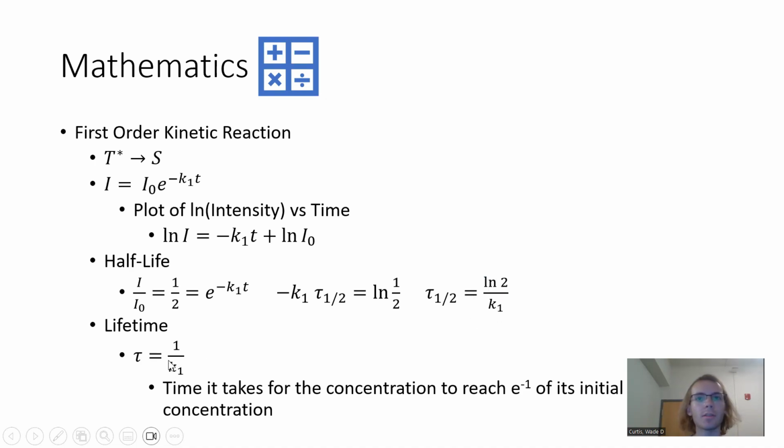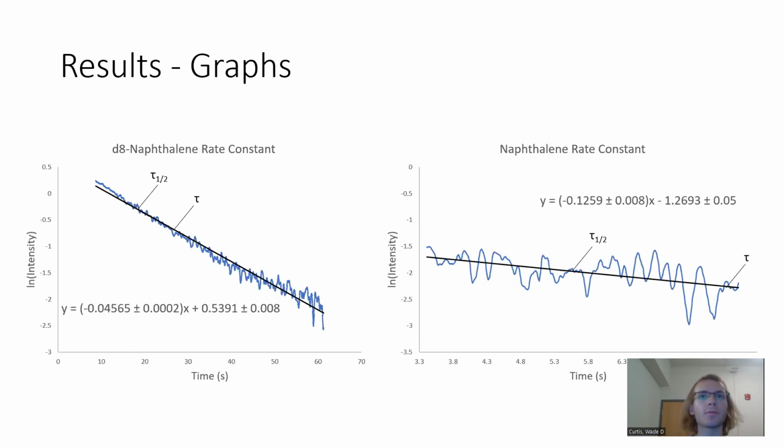The last value we looked at was the lifetime of the triplet state, which occurs when the same ratio is equal to e to the -1, and is determined to be 1 over the rate constant. These are the resultant graphs from excluding the areas of the graph where the intensity was not changing over time. As you can see, the slopes are negative, which is expected for these trends, since the rate constant was negative.